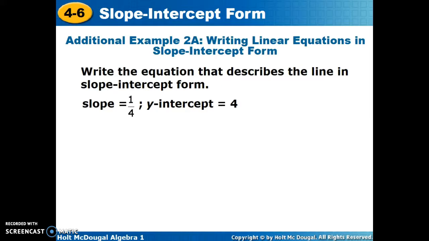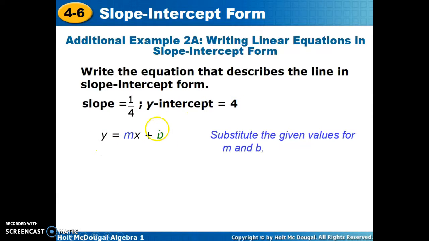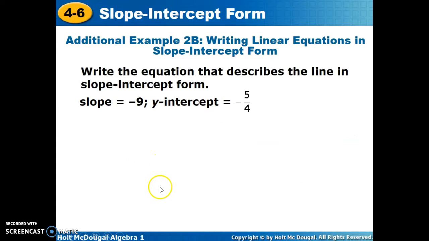Let's try this. Writing linear equations in slope-intercept form, it says we're going to write the equation that describes the line that we have here. Our slope is 1/4 and our y-intercept is 4, keeping in mind this is our m and this is our b. Substitute the given values for m and b into slope-intercept form, y equals mx plus b, and then simplify if necessary. We have y equals m, our slope that was given to us, and b, our y-intercept that was given to us.